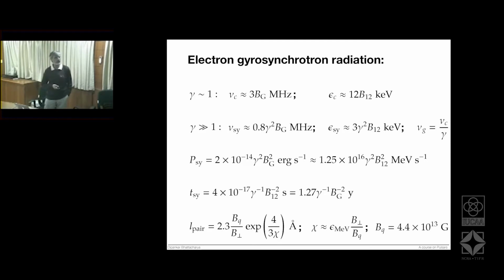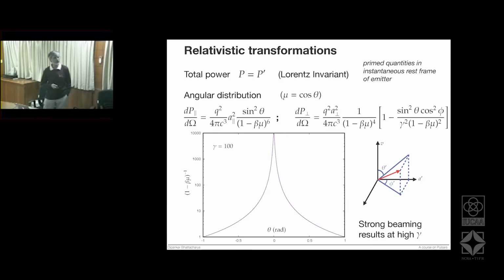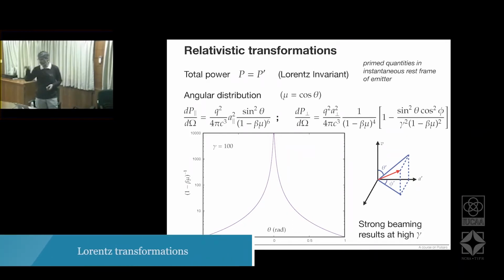So now let's go on from the synchrotron to some basic results of relativistic transformations, because what we'll be talking about is particles radiating in some frame, but this whole radiating frame has a large bulk velocity with respect to us. So it is important to keep in mind the relativistic transformations that will operate between the instantaneous rest frame of the radiator and the observer, which is basically us.